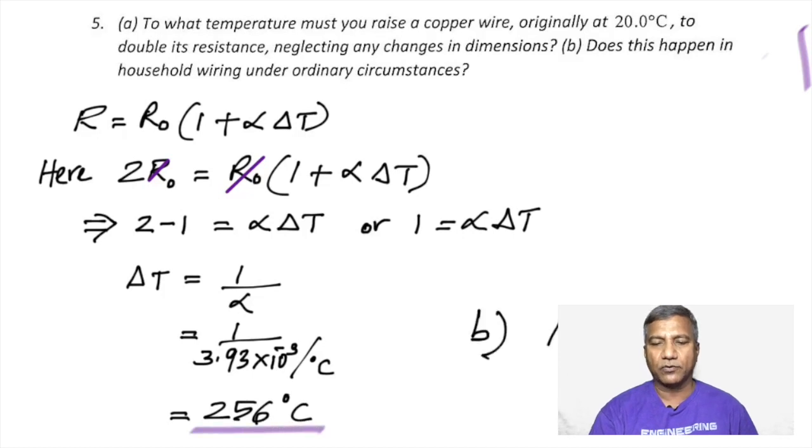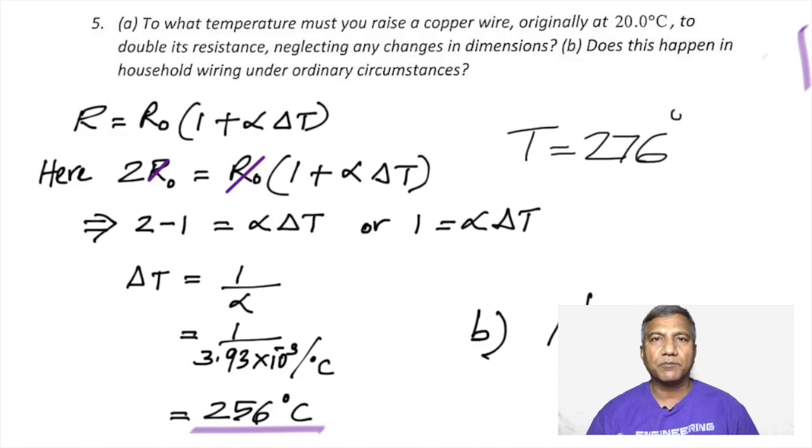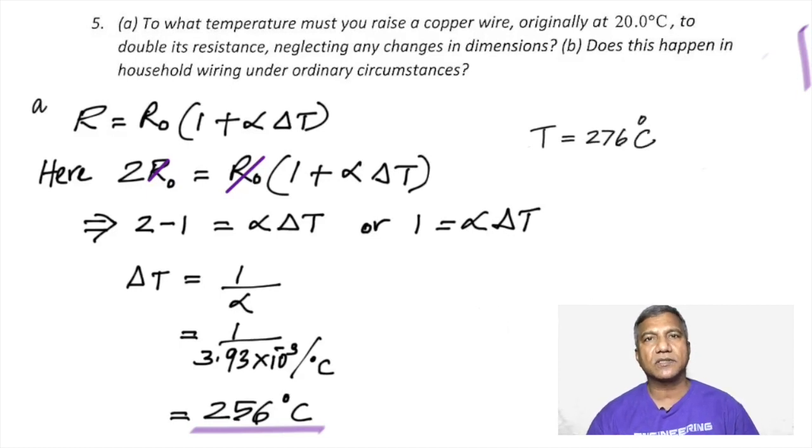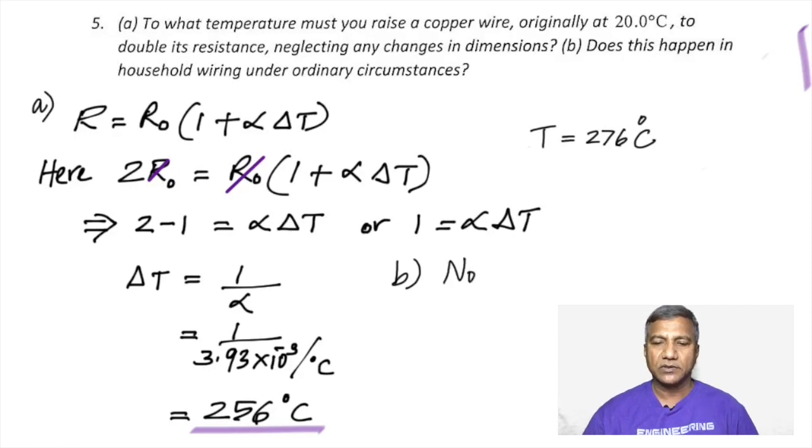Like I said before, this is a constant. Alpha is the temperature coefficient of resistance. That's what it's called. The temperature coefficient of resistance is how much the resistance changes for 1 degree change in temperature. So once that's given, just divide by that, you get 256 degrees Celsius. But do not forget that that is the change in temperature.